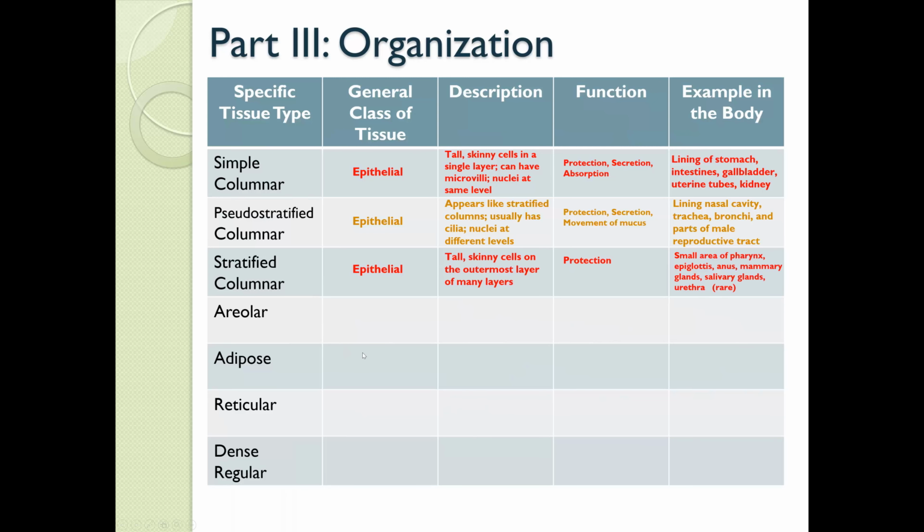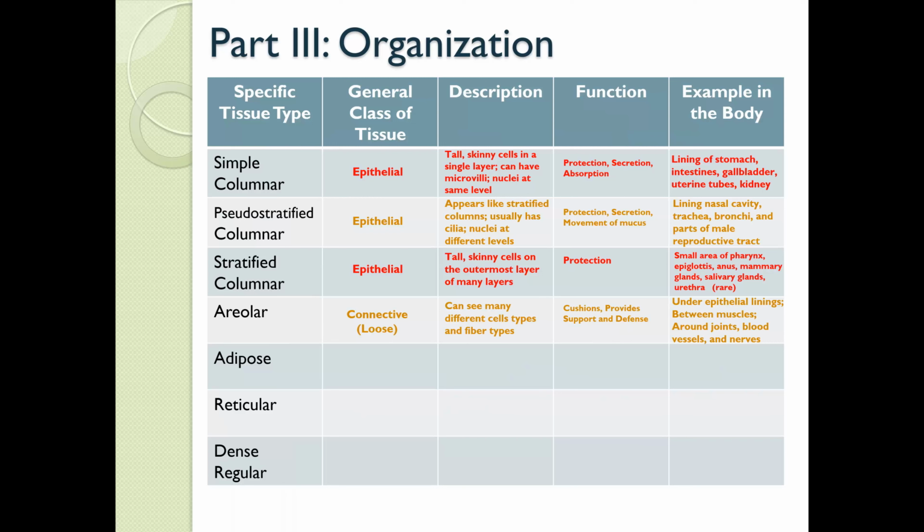Stratified columnar is also epithelial tissue. In this case, you see many layers, and the cells on the outermost layer are tall, skinny, column-like cells. It provides protection, and this is another rare tissue, but you can find it in small areas of the pharynx, epiglottis, anus, mammary glands, salivary glands, and the urethra.